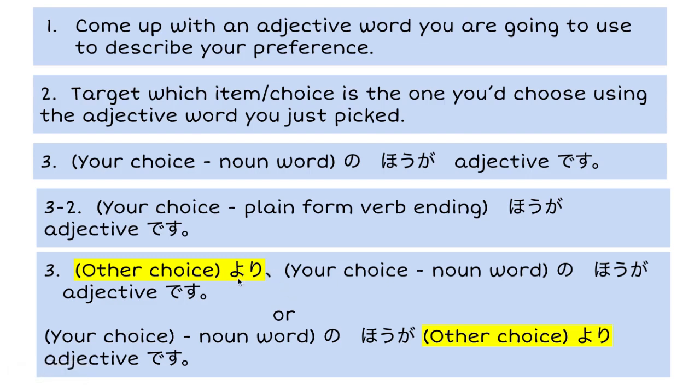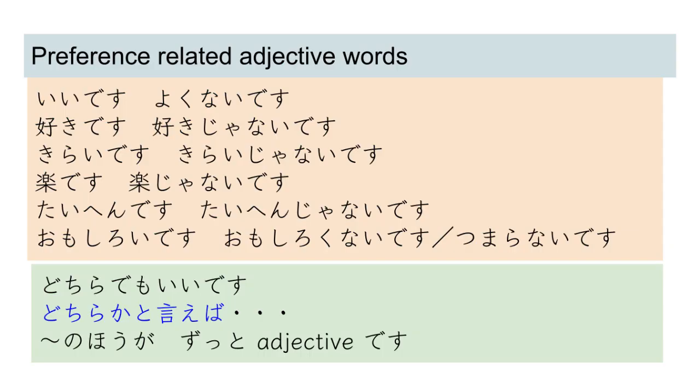But this より thing, my point here is you can go in front of the の方が clause, or you can add it after: 週末の方が平日より好きです。You can actually swap the position. So that's another thing that you might want to take notice of. Okay, so preference related adjectives: いいです。よくないです。好きです。好きじゃないです。嫌い。嫌いじゃないです。楽です。楽 is easy in terms of labor intensity.